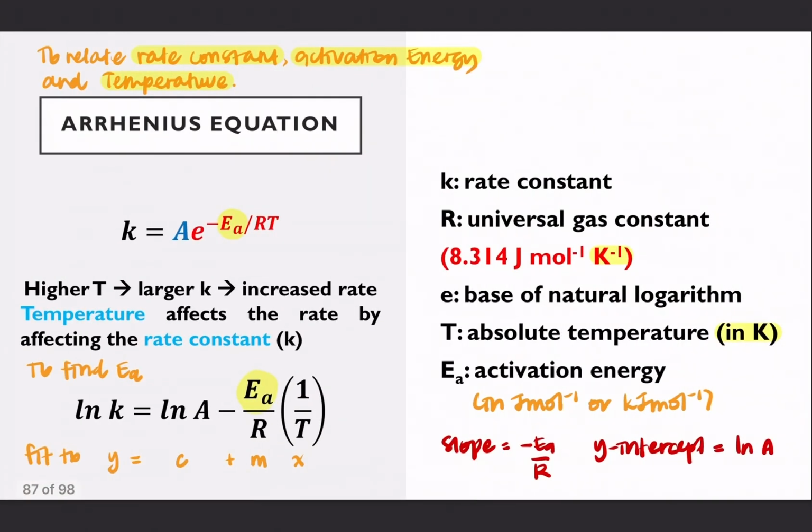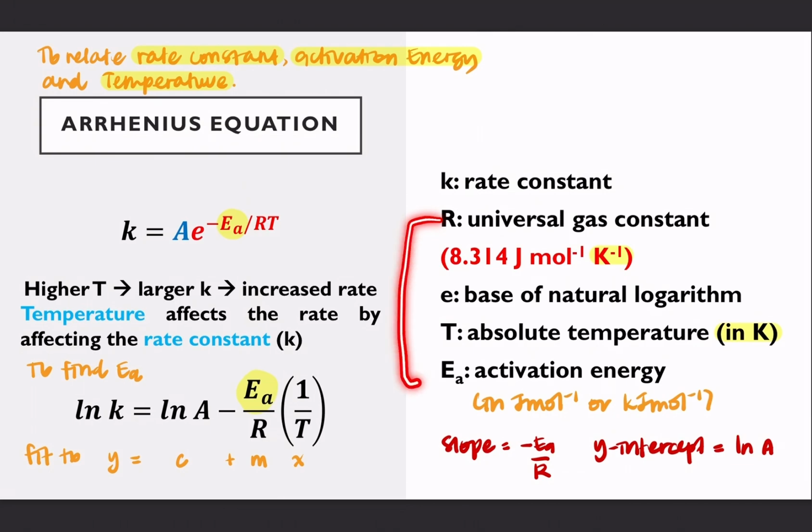Alright, next is the Arrhenius equation. We're going to use the Arrhenius equation to relate rate constant, activation energy, and temperature. So this is your Arrhenius equation. K is your rate constant, R here is your universal gas constant. So basically we're going to use this one. Why? Because your EA, activation energy, will be in joule per mole or kilojoule per mole.